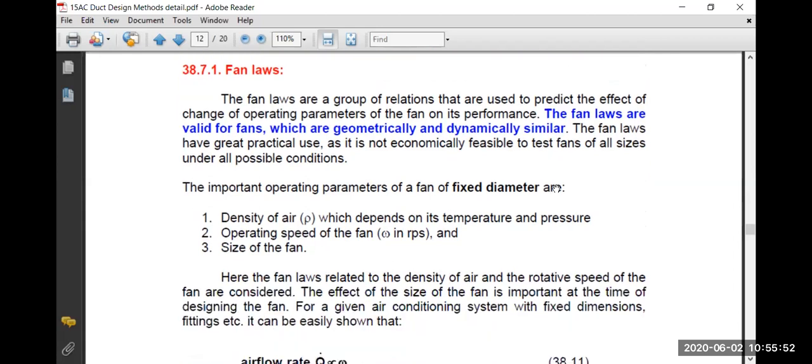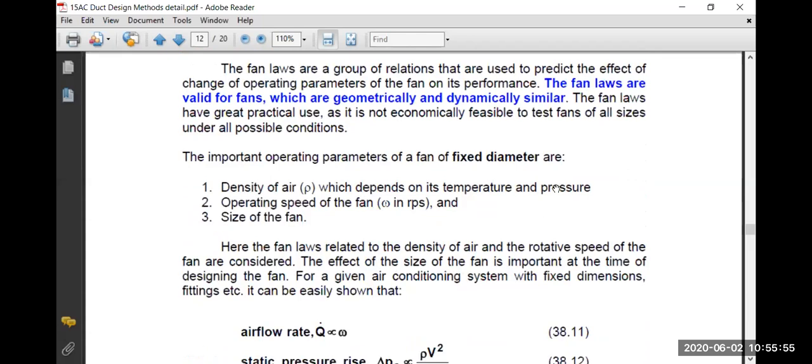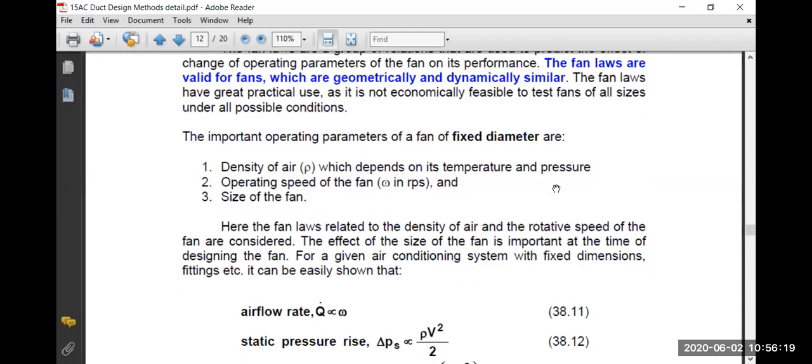Now, fan laws are required in order to simulate the performance of one fan against another, or one fan at one speed against another speed. The fan laws are a group of relations that are used to predict the effect of change of operating parameters of the fan on its performance. The fan laws are valid for fans which are geometrically and dynamically similar. If you have a centrifugal fan with forward curve, you can compare performance of other similar fans with different capacity and show how it will perform when it is purchased and installed on your system of ducts.